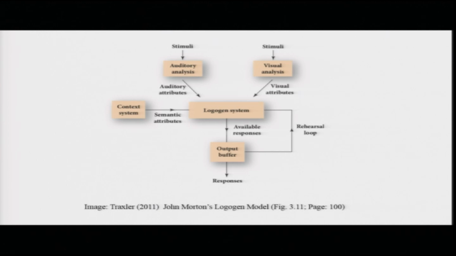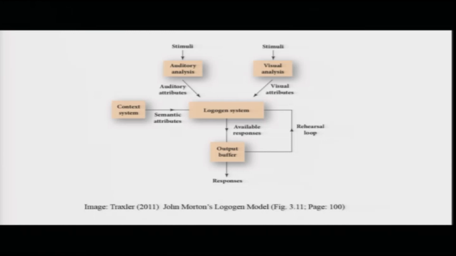You can look at it, stimuli can come from either the auditory side or the visual analysis side. You can look at the auditory attributes or the visual attributes, and there is this logogen system in which each logogen is collecting evidence for each word. So, you have as many logogens as you have words. Okay, and there is a rehearsal loop, there is this context system which is giving semantic attributes. This is the most likely word from the semantic point of view.